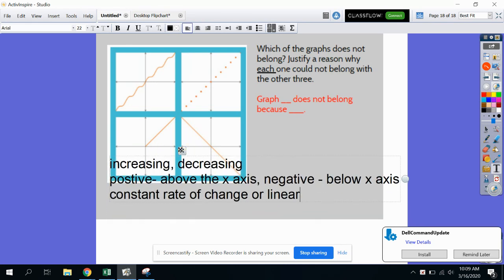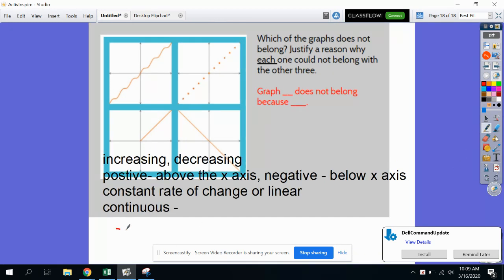And the other one that you probably have not heard before is continuous. Now, continuous or not continuous. All continuous means is that it's connected. It's a line or a squiggle. It keeps going. For instance, this is continuous. This is not. That's all that means.